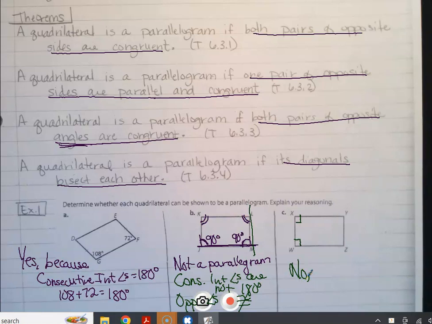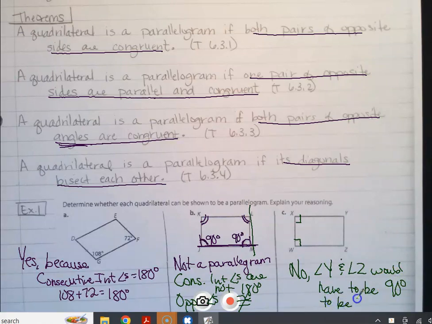Like I said, we don't know if there's enough information. We could say angle Y and angle Z would have to be right angles, or 90 degrees, however you want to put that in there, to be a parallelogram.